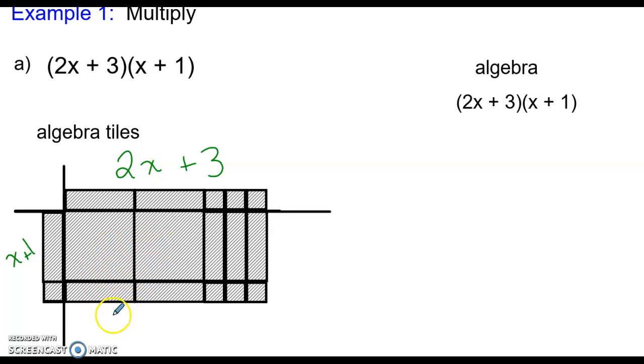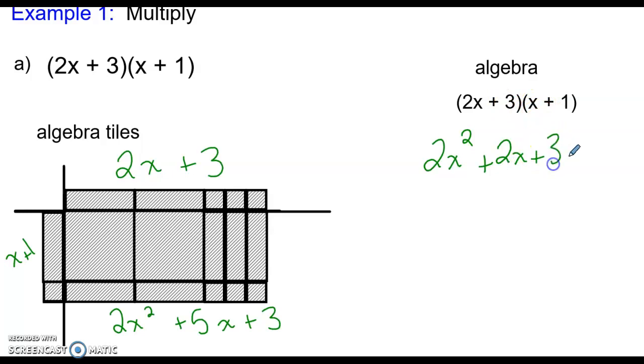And we can see the answer works out to be 2x squared plus 5x plus 3. We can also do this using algebra by using the distributive property twice. 2x times x is 2x squared. 2x times 1 is 2x. 3 times x is 3x. And 3 times 1 is 3.